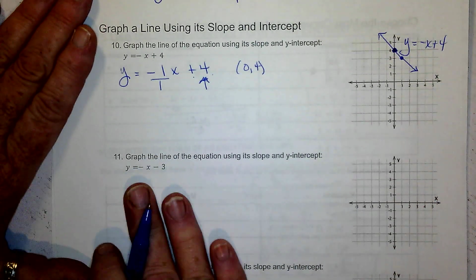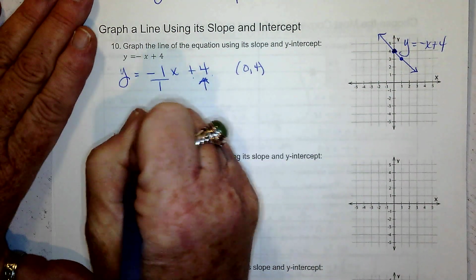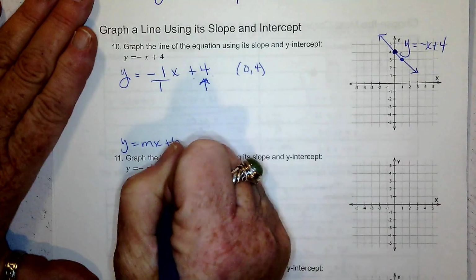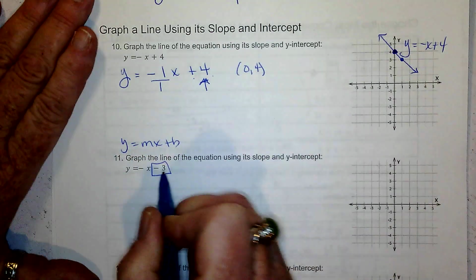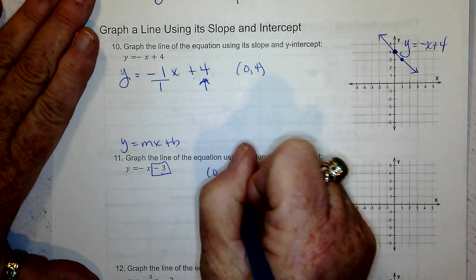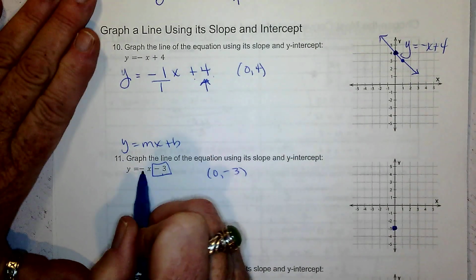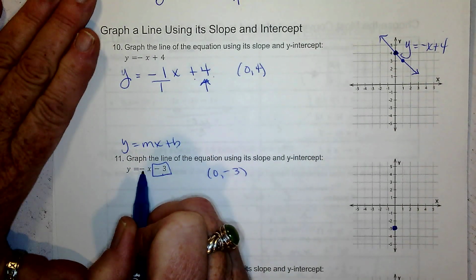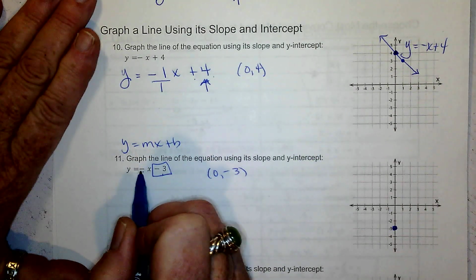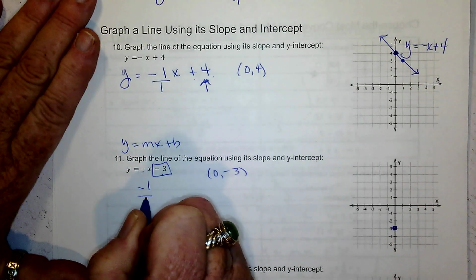All right, so for this next one, we're going to graph the line. Again, remember it's y equals mx plus b, so we want to graph our y-intercept first, and that is at (0, -3) for the point. So there's my first point. Now to find the next point, my slope is negative x, negative 1. But remember, I want to make that negative 1 over 1.